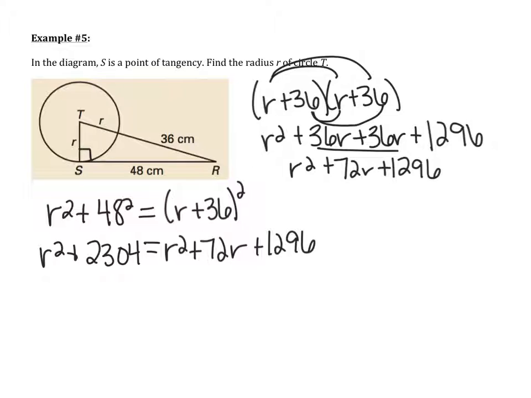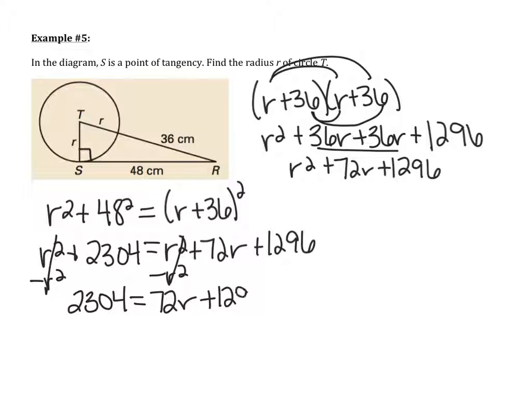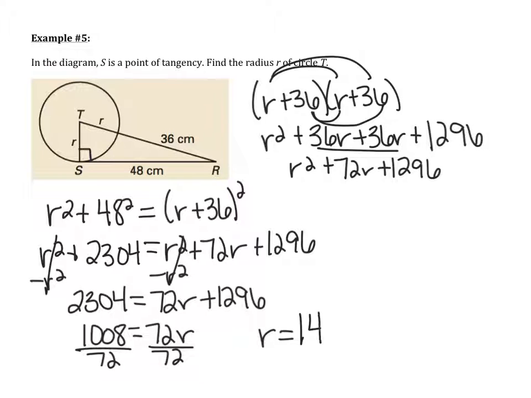Now it's just a matter of solving for R. Notice that there are R squareds on both sides of the equal sign. So if I subtract R squared from the right side and from the left side, both of them will cancel each other out, leaving me with 2304 equals 72R plus 1296. So now our problem becomes super simple. I'm just going to subtract that 1296 over, and we end up with 1008 equals 72R. Divide both sides by 72, and you end up with R is equal to 14. But remember, R is the radius, and we were given a unit in this problem, so it'd be 14 centimeters for the radius.